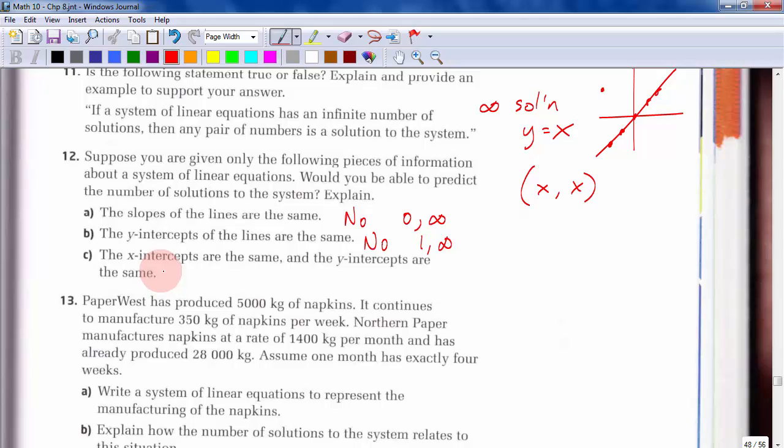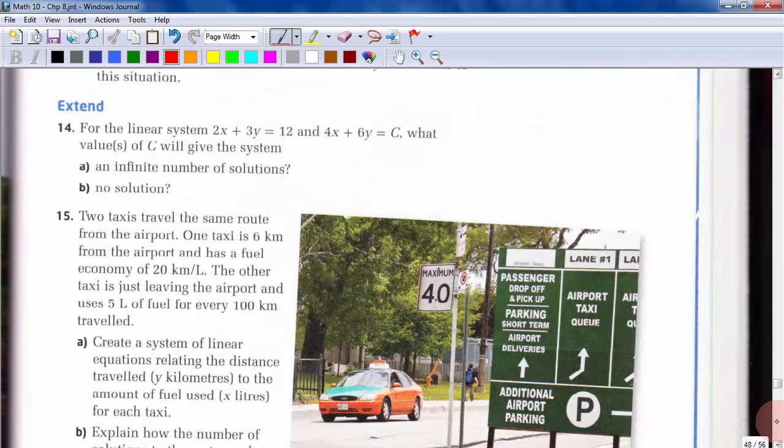13 says the x-intercepts are the same and the y-intercepts are the same. That means we can only graph it one way. Same, same, must mean they're on top of each other. So yes, and there are an infinite number of solutions. Again, we don't have to say what the solutions are, so don't waste time calculating it if it's not asking for it. Okay, let's look at the last one, number 19.